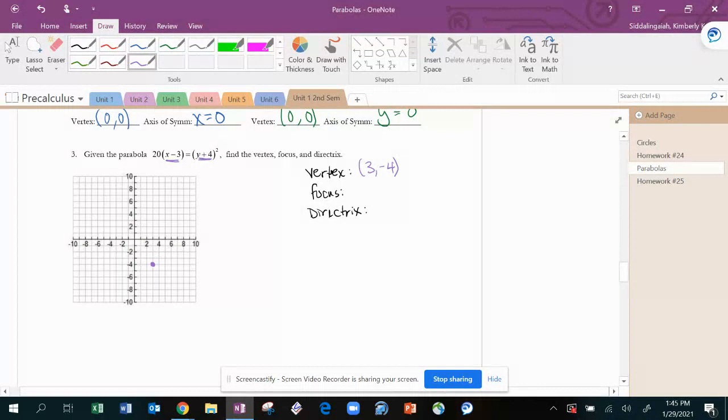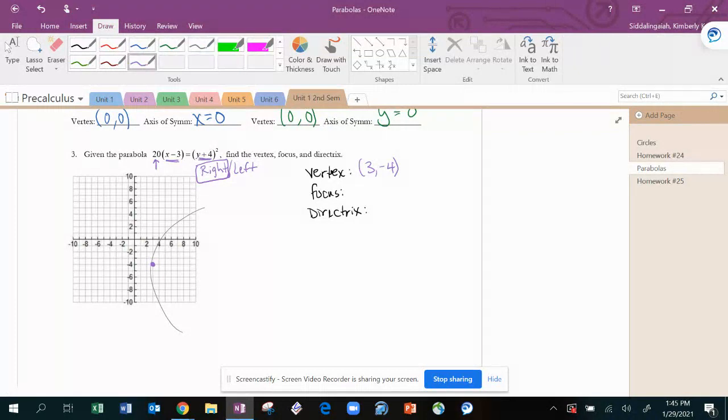And now y is squared. That's kind of a weird deal, right? We're used to having x squared. You did a bunch of x squareds when you were in Algebra 1. So that tells me that this is going to be opening either right or left. So how do I decide? I look at this number here, and I see that it's positive. So this parabola is going to be opening to the right. If I wanted to sketch it, it's going to be something like that. And sometimes sketching it gives you an idea of just where things are going to be.